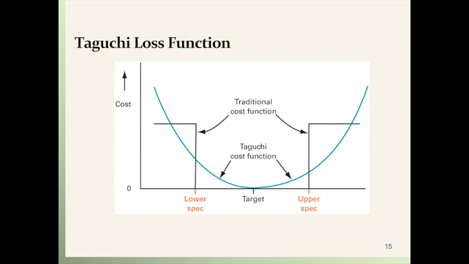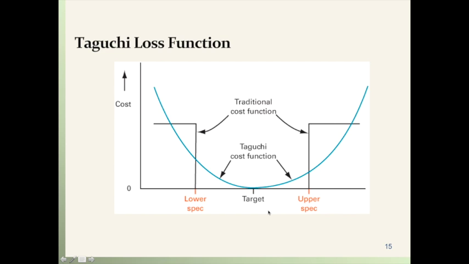So this is something called the Taguchi loss function. This is the traditional way of doing things, where you have the lower spec and the upper spec. And what you say is, if it's inside a spec, you pay for it, and if it's outside of spec, its cost is high. It's no good.